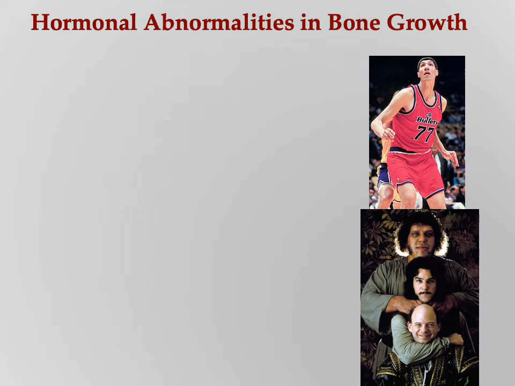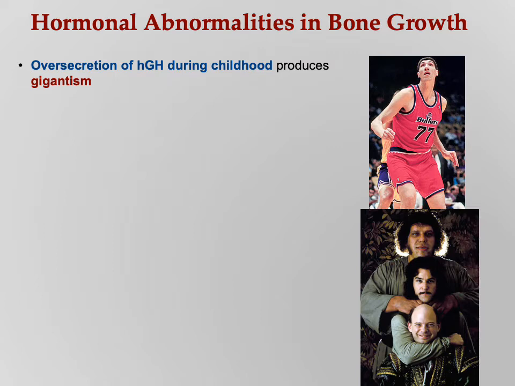So a few hormonal abnormalities in bone growth. Oversecretion of human growth hormone during childhood produces gigantism, sometimes just called giantism. People who have giantism normally have proportional features, but they're taller. So that guy there is George Muresan. He played for the Bullets in the NBA, and I forget how tall he was, 7'7", something like that.